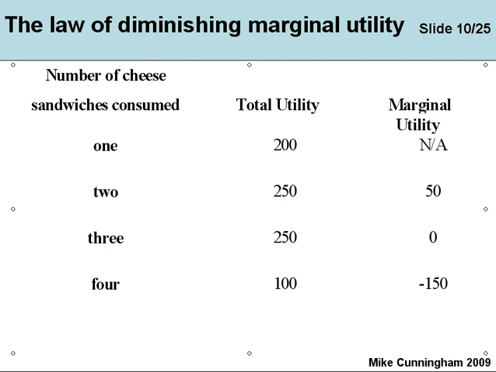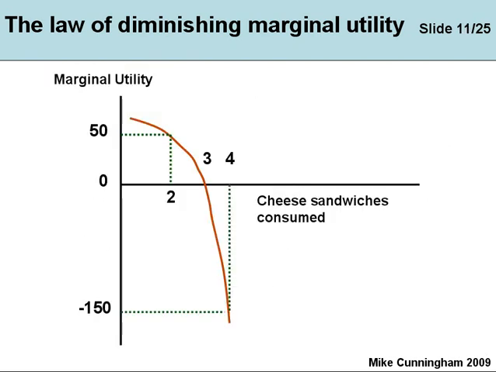If we were to imagine that diagrammatically, it might look something like this. We have, along the horizontal axis here, the number of cheese sandwiches consumed. Up here we have the marginal utility. Down here we have marginal utility in the negative. So if we have 2 cheese sandwiches, we'd get 50 utils. The third one gives us nothing, this point here. The fourth one makes us ill. We lose 150 utils.